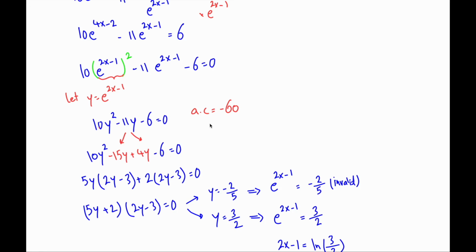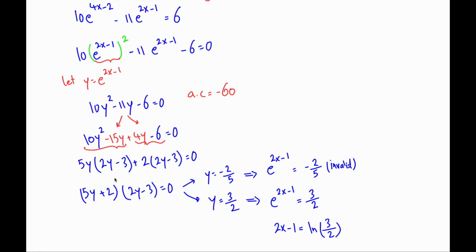And I'm looking for two numbers where their product is negative 60 and their summation is negative 11. And those numbers are negative 15 and positive 4. So once you do that, then you can group them together and then factorize.